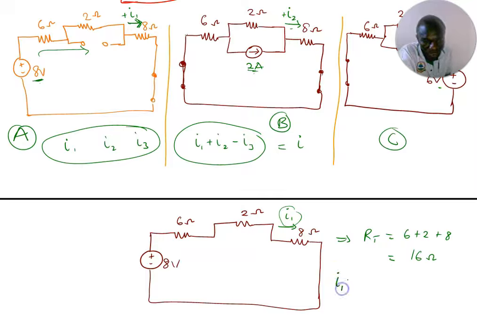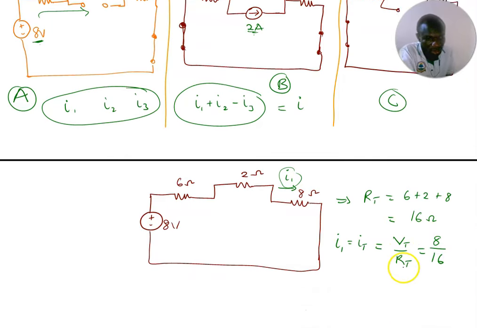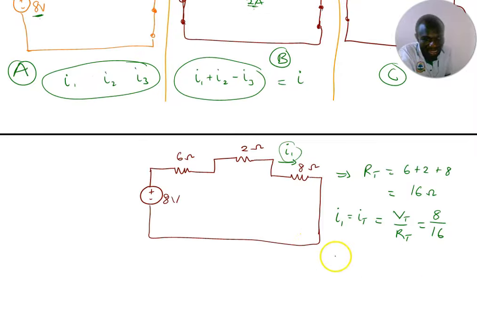Now, I1 is the same as IT, the total current of this circuit. And this is given by the voltage over the resistance, that's VT over RT. So what's the voltage here? We have 8 volts on 16. So I can say that my I1 is equal to 8 on 16, 8 goes here 1, 8 goes here 2. So at the end, I'm going to get 1 on 2.